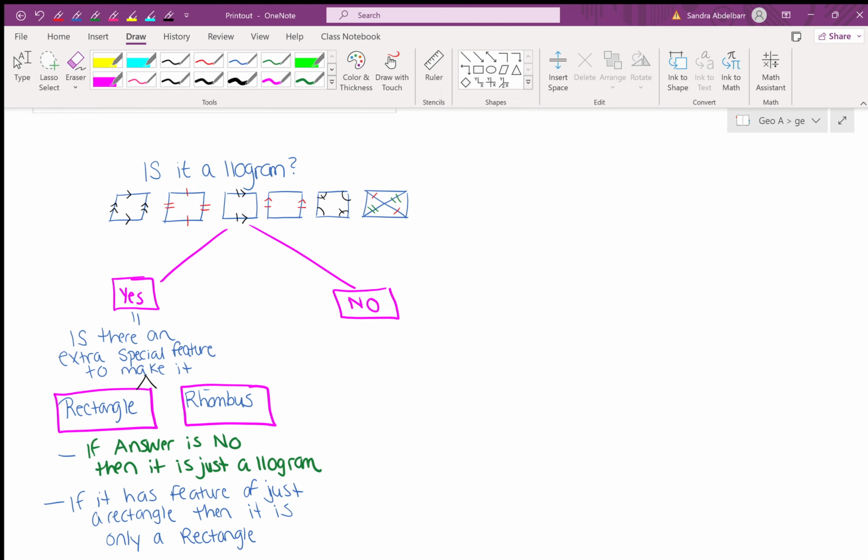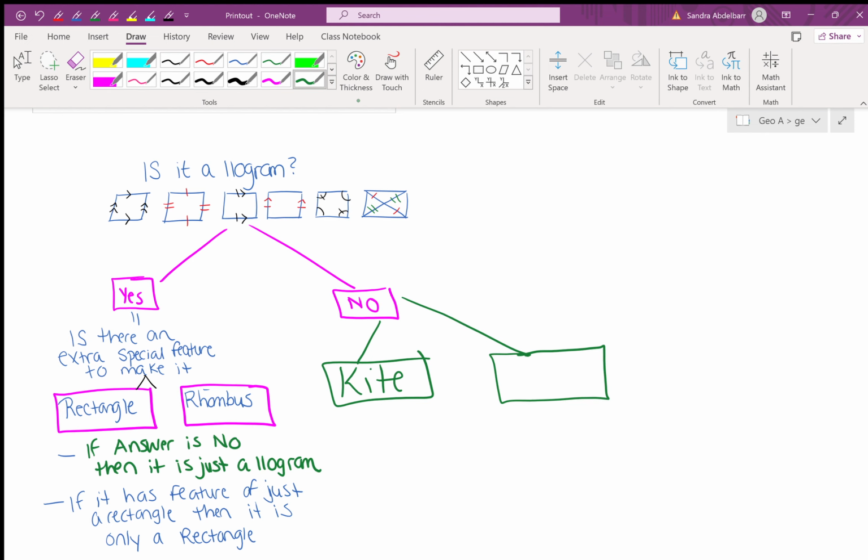Let's say it's not a parallelogram. Then you're going to look for a kite or a trapezoid. And if it's a trapezoid, then we're going to look to see, is it an isosceles trapezoid?